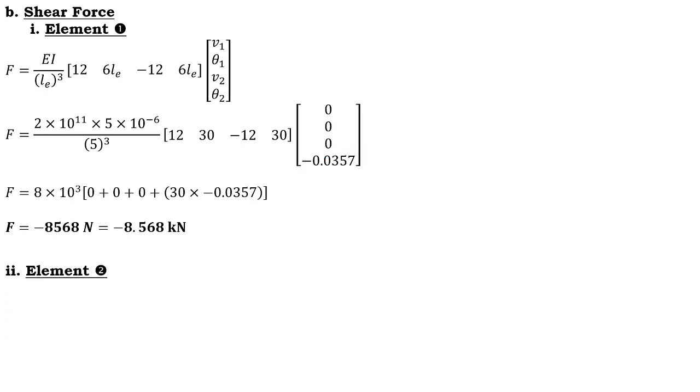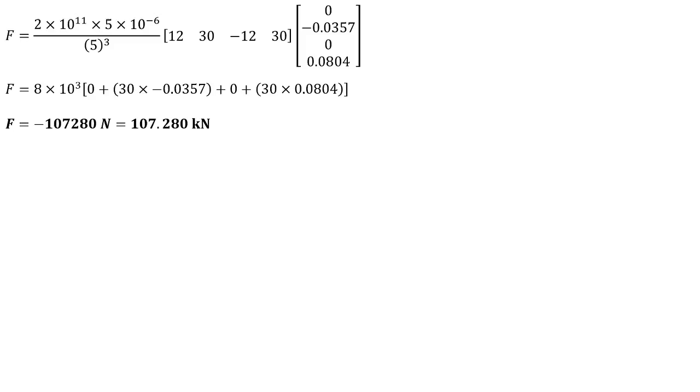Similarly, I need to calculate the shear force in the second element. So this is my shear force matrix for the second element. Please remember, I need to consider the displacements associated with the second element, that is V2, theta 2, V3, theta 3. After substituting all the values here, I'll get the values for theta 2 and theta 3. Those two values are substituted, the remaining I made 0. Then after doing this matrix multiplication and simplifying, I'll get the F value as 107.28 kilonewton. This is my shear force value.